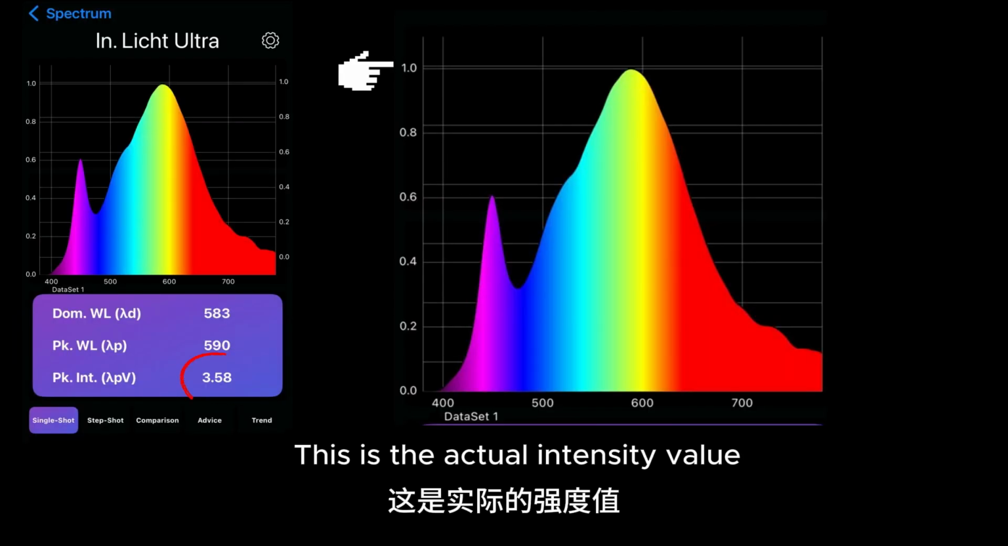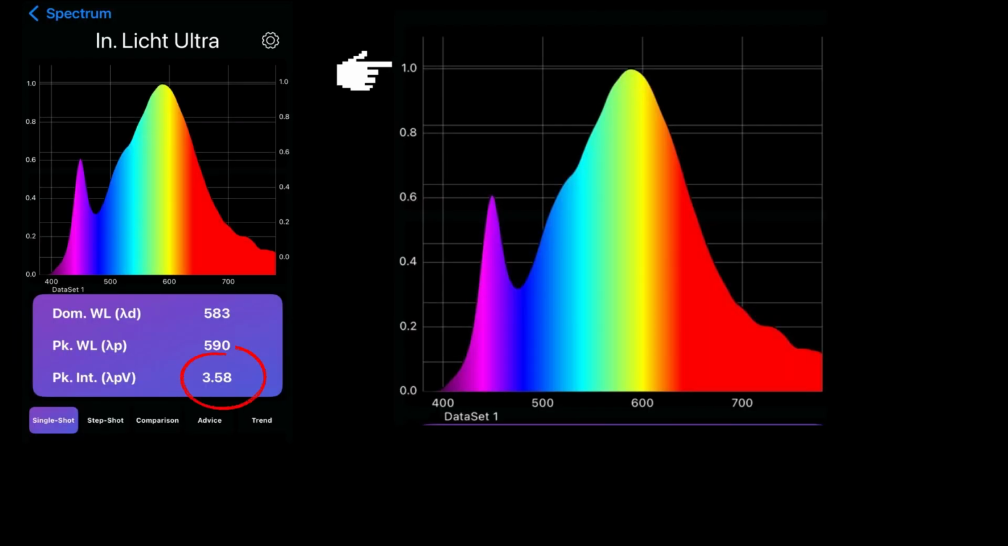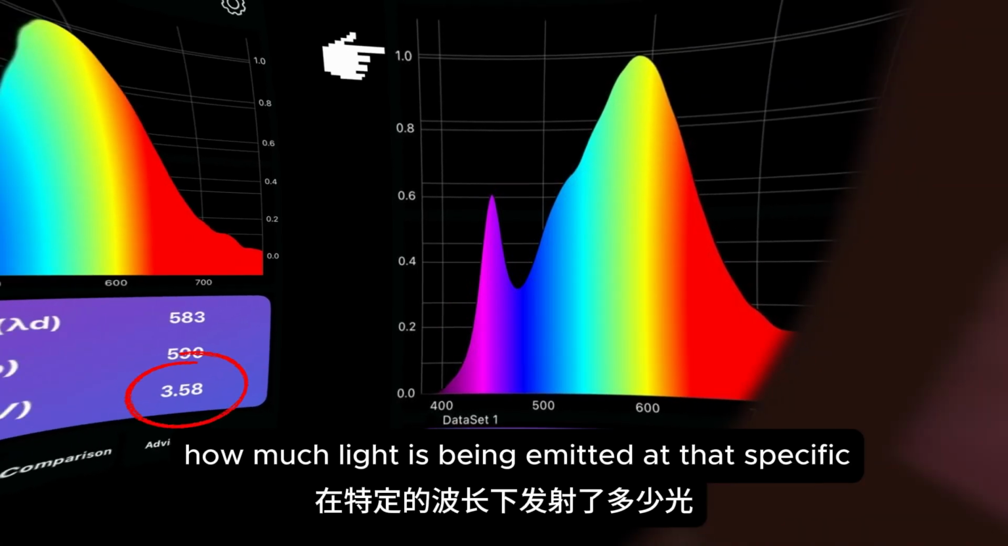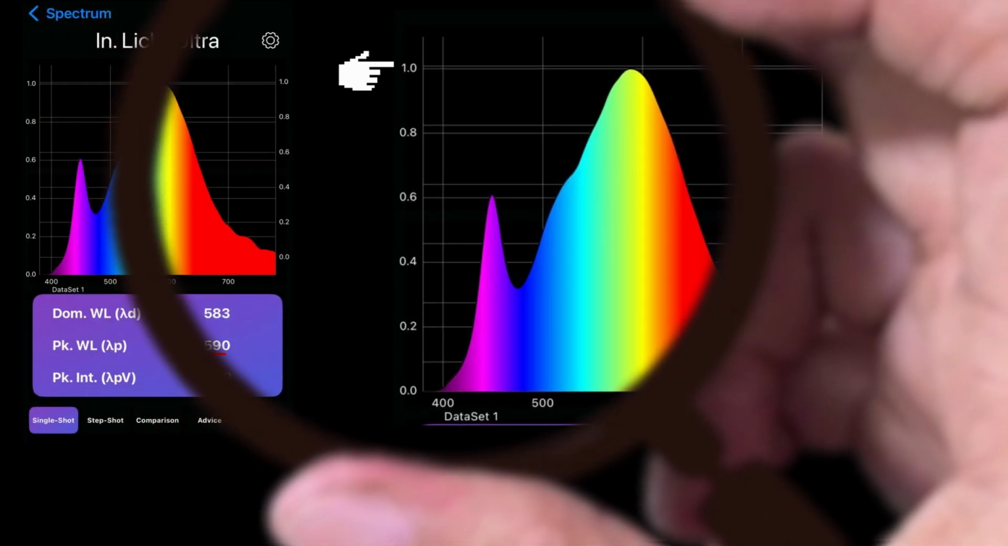The peak intensity is the actual intensity value at the peak wavelength. It shows how much light is being emitted at that specific wavelength.